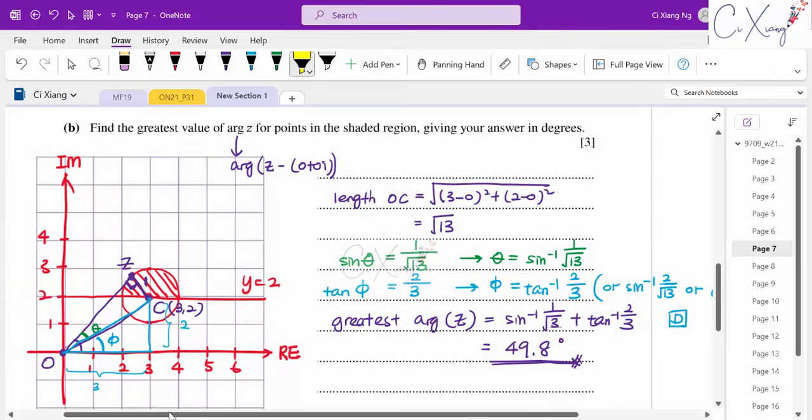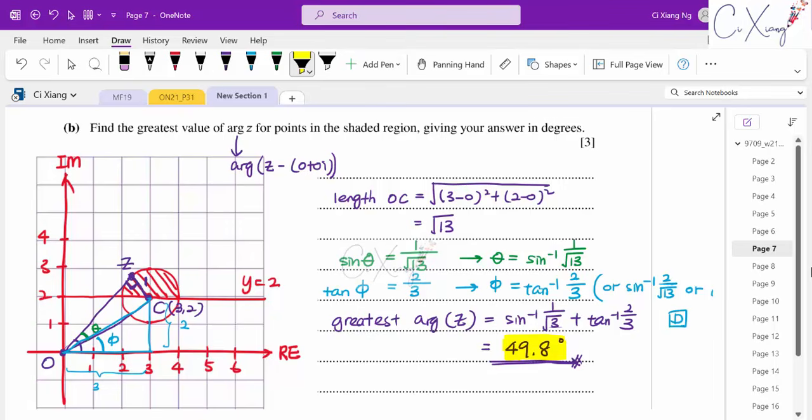Okay, so basically this is how we try to get the greatest argument of Z. There's no specific formula that you can use, but usually we'll try to find out all the angles or maybe some lengths. Usually it will involve some common property that you learned earlier about triangles or maybe circles and so on. All right, okay, so this is how we answer question number 5B.